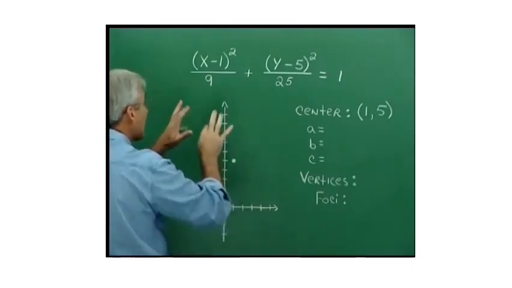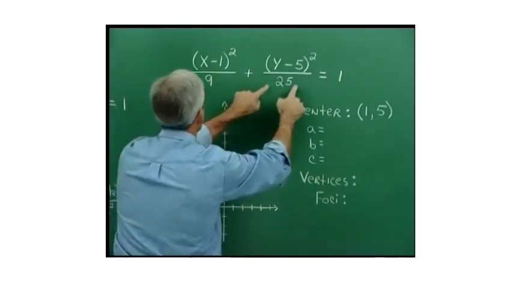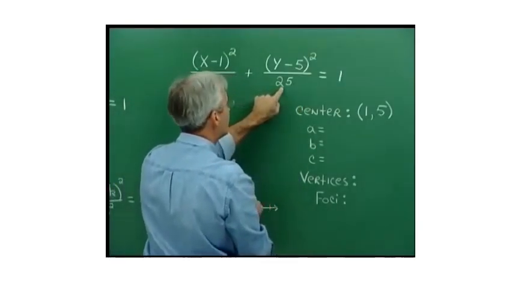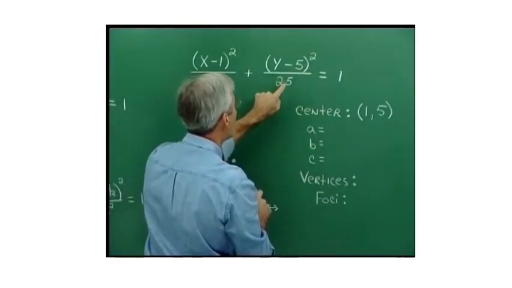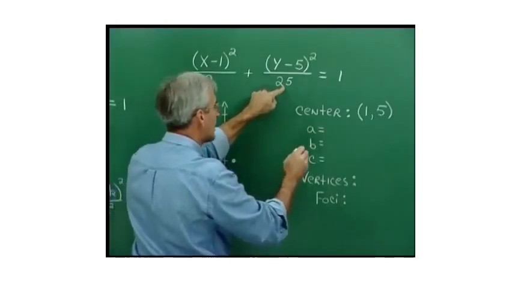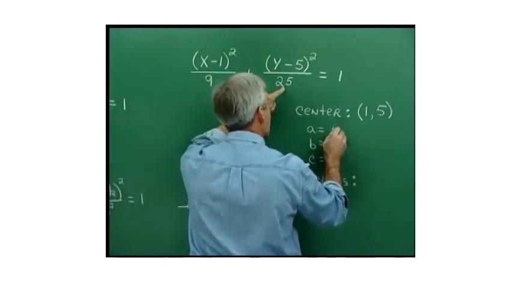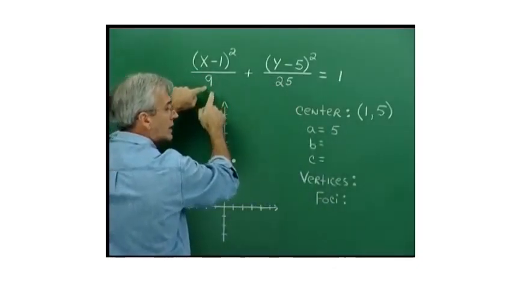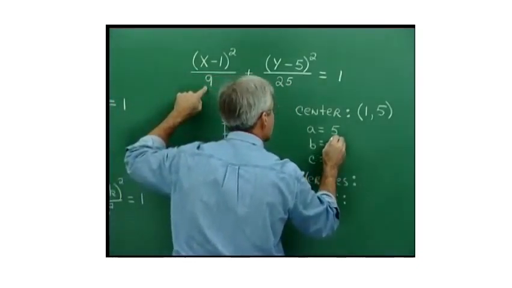Now, what about A and B? Well, let's see, which is larger? Oh, 25 is larger. So the A is found in 25, and it's the number squared to give 25, so it's easy to see that that number is 5. So A is 5, and for B, B is found as the number squared to give 9, and it's easy to see that that's 3.